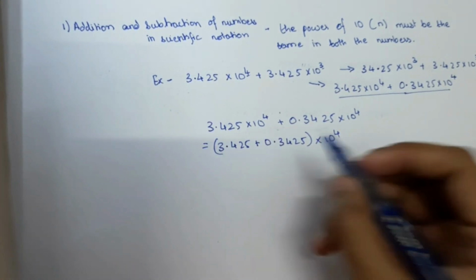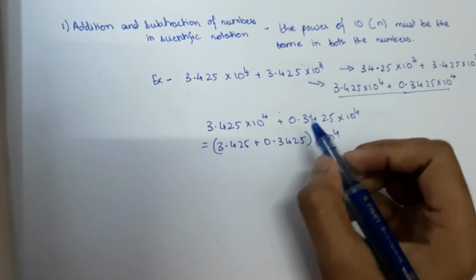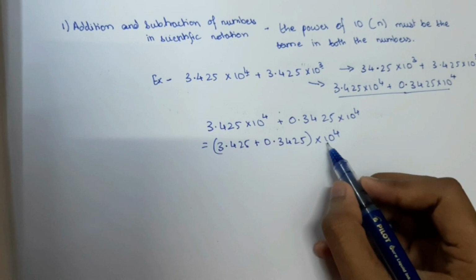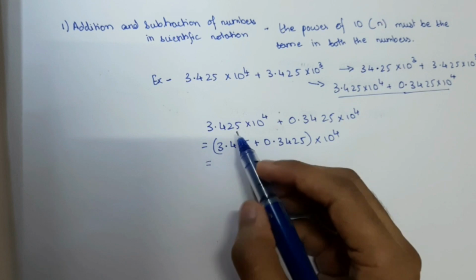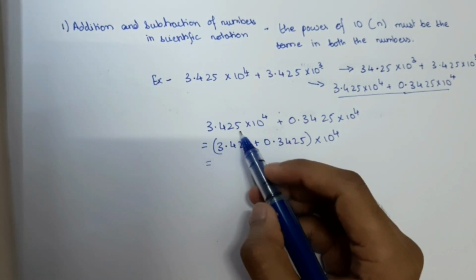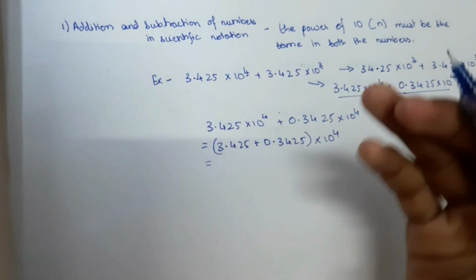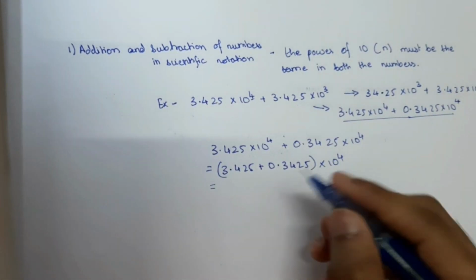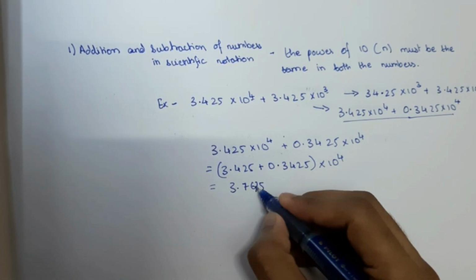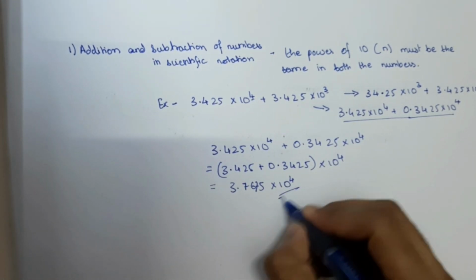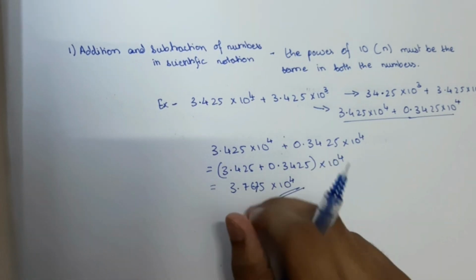If we make the power of 10 the same in both the numbers, then we can take the same power and multiply it with the final answer. So it's basically like you're adding or subtracting both the decimal numbers and then just keeping the power of 10 the same. So this should come as 3.7675 times 10 raised to 4, and that's how you add numbers in scientific notation.